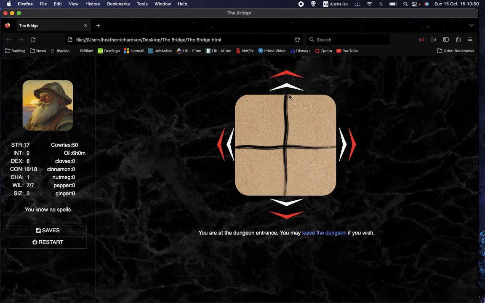In terms of up and down, or north and south, it seems about right. So you're at the dungeon entrance. You may leave the dungeon if you wish. I'm going to assume that most people who are going to play this game roughly know what a dungeon is. I'm wondering, is it obvious that this is meant to indicate a crossroads? I honestly don't know. Is it obvious?